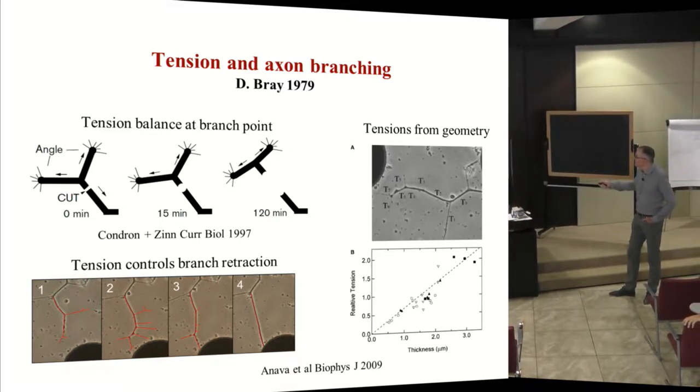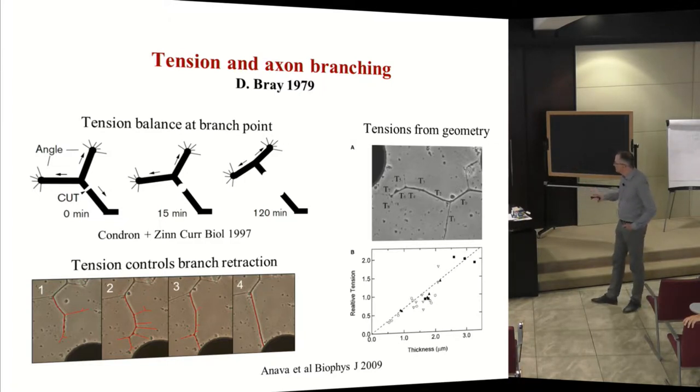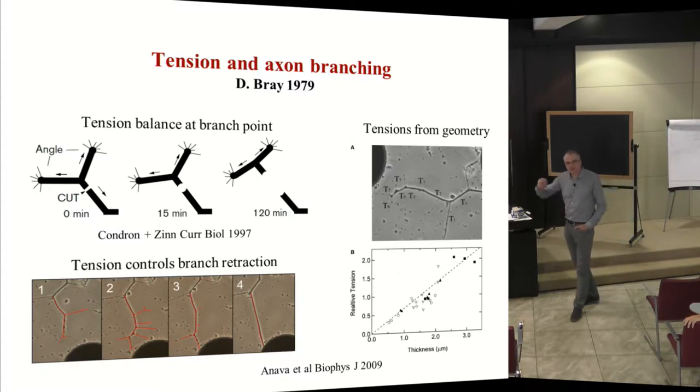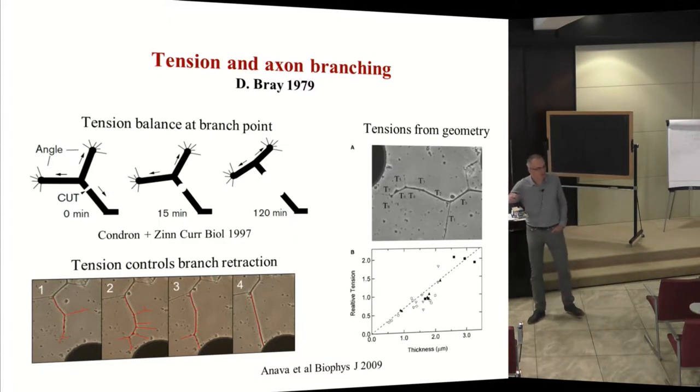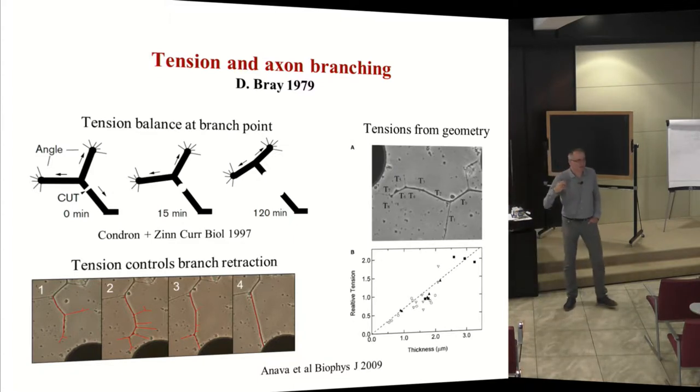And I can deduce what the tensions are, and then you can do like these people did in a later paper. You can plot these values of the tensions that you deduced versus the thickness of the axon that you observe in the microscope, and you see there is a quite nice linear relationship. So it shows that the tension in the axons typically scales with the diameter, not the area.